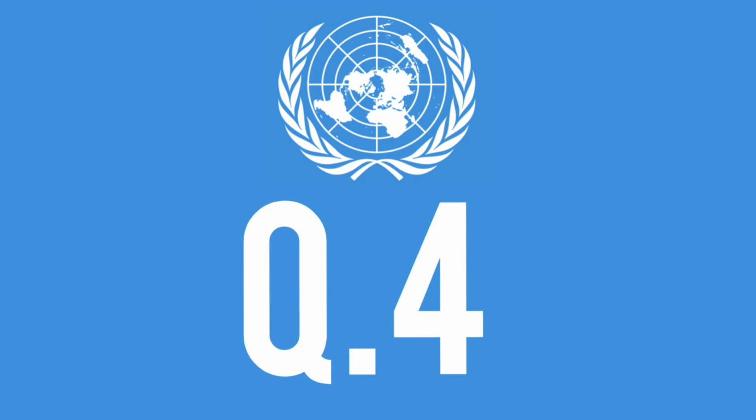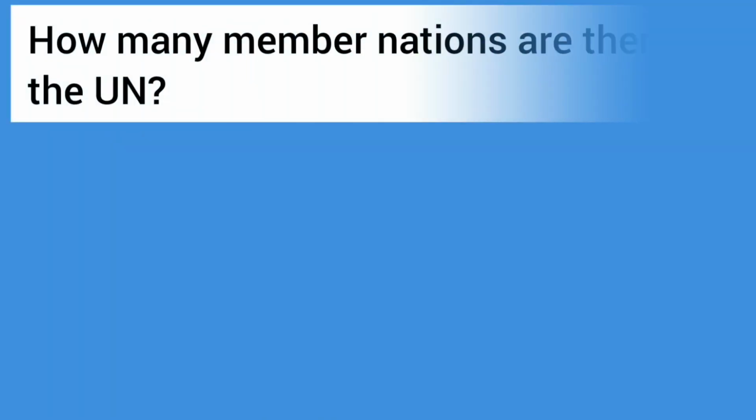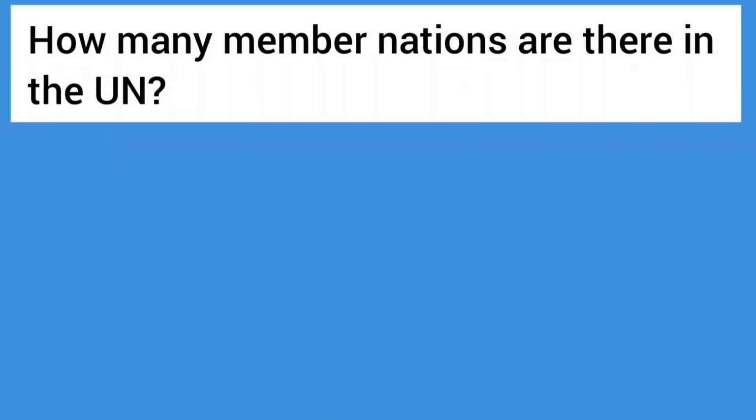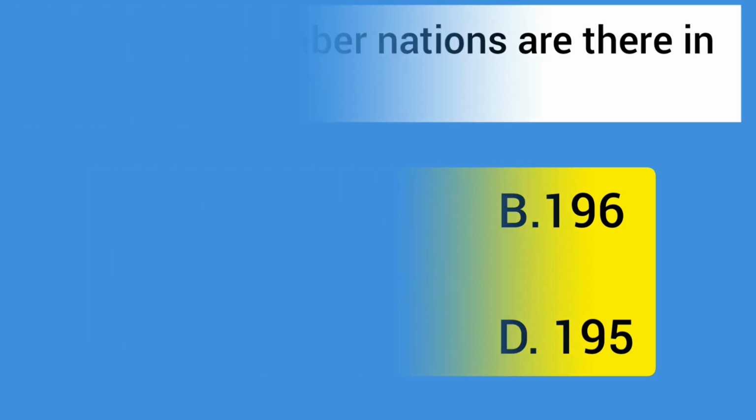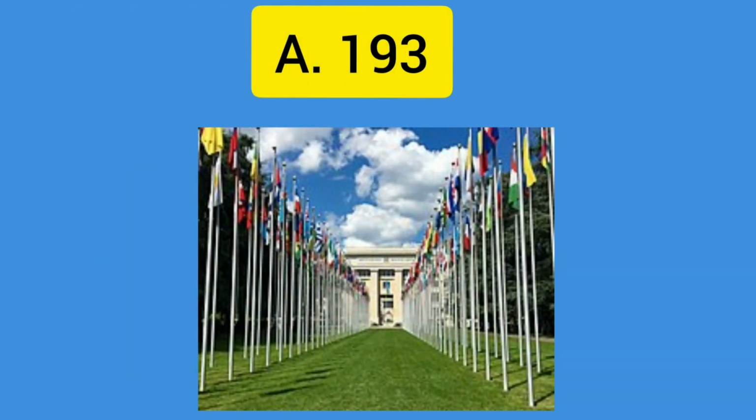Question 4. How many member nations are there in the UN? A. 193, B. 196, C. 192, D. 195. The answer is A. 193. Out of the 195 countries in the world today, two countries, Holy See and Palestine, are the non-member observer states.